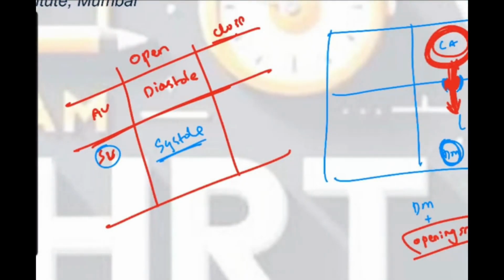Okay. That is opening snap, diastolic murmur. Okay. Any more questions? Yeah.